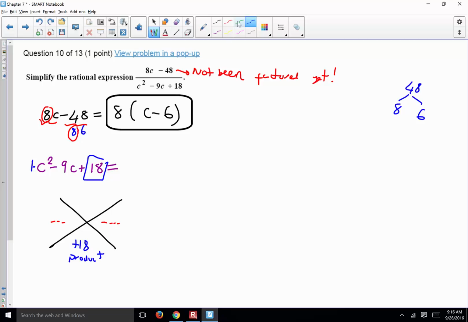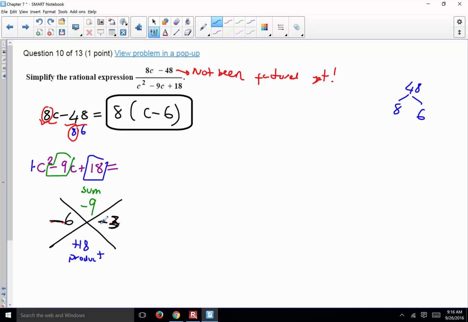But their sum will be, somebody tell me. Negative 9. Okay, what two numbers are those? Negative 6 and negative 3.